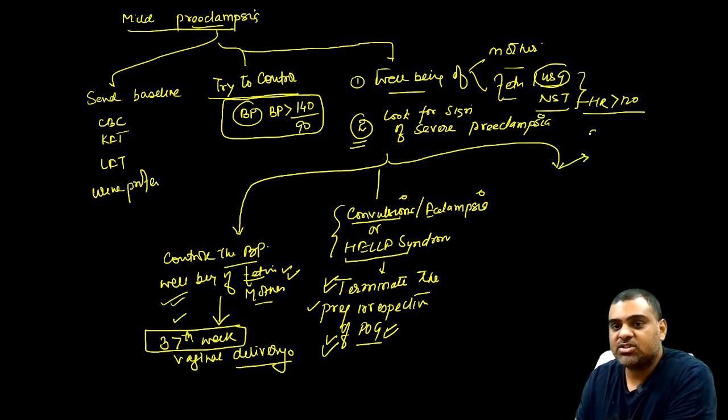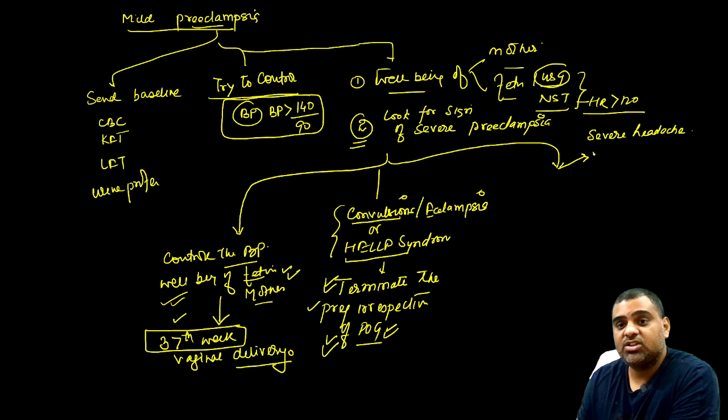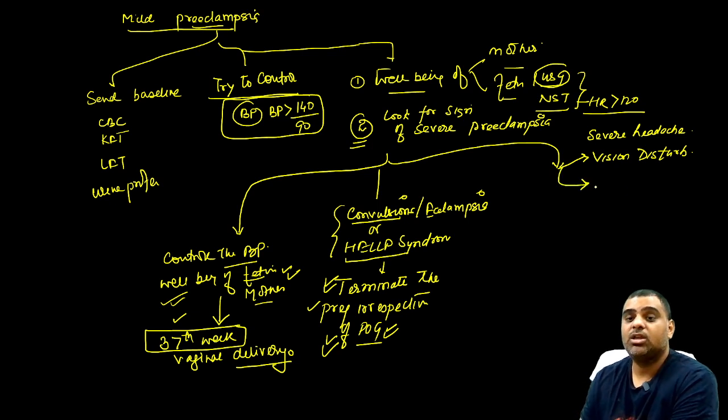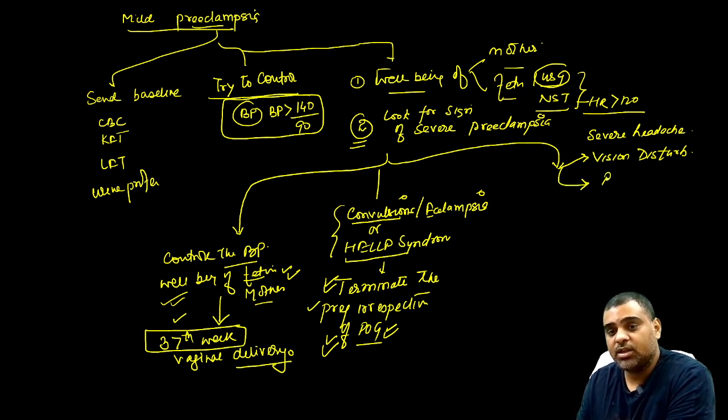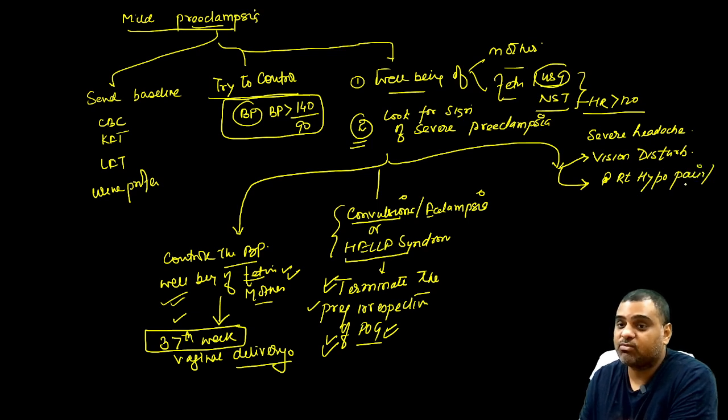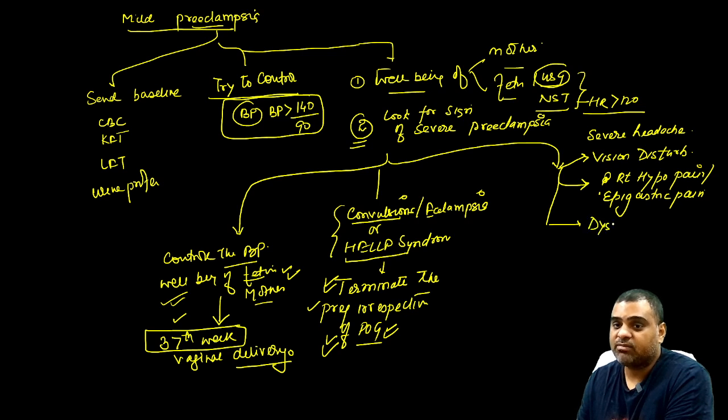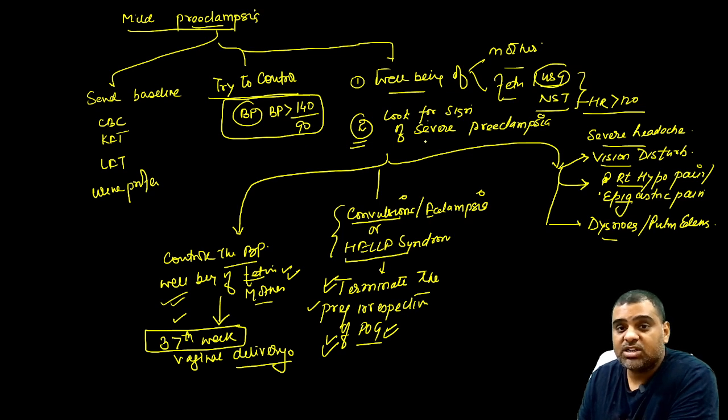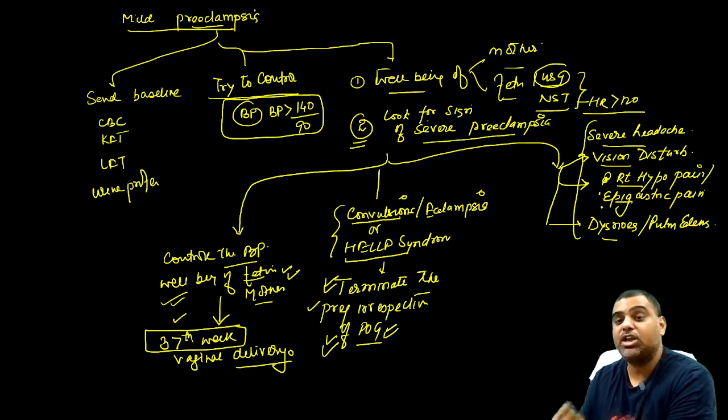If there is a severe headache, even if the lady says she has a very mild headache, if there is vision disturbance, if there is right hypochondrium pain, I have told you that means a hematoma is forming, or epigastric pain, or there can be dyspnea. Why dyspnea? Because that means the lady is having pulmonary edema. So if any of them is present, please remember, any of them, that means it is severe preeclampsia.